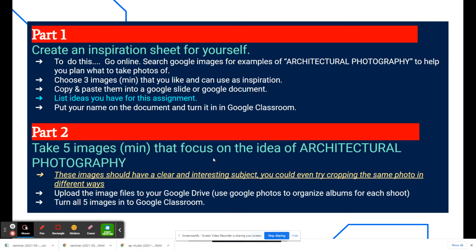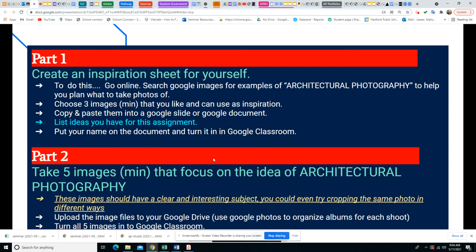But let me walk you through, just for some of the people who are newer, how to do an inspiration sheet so you know exactly how to do it. So we have 2 things every week, an inspiration sheet, and then we're taking photos and turning the 5 best photos in. So let's go and do an inspiration sheet for architectural photography.